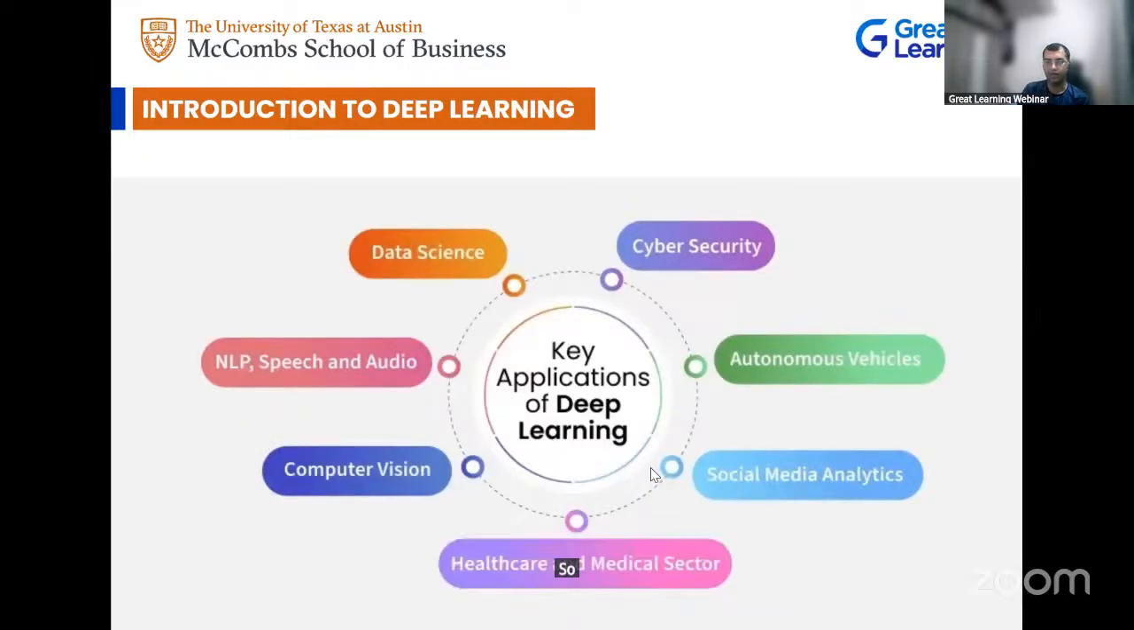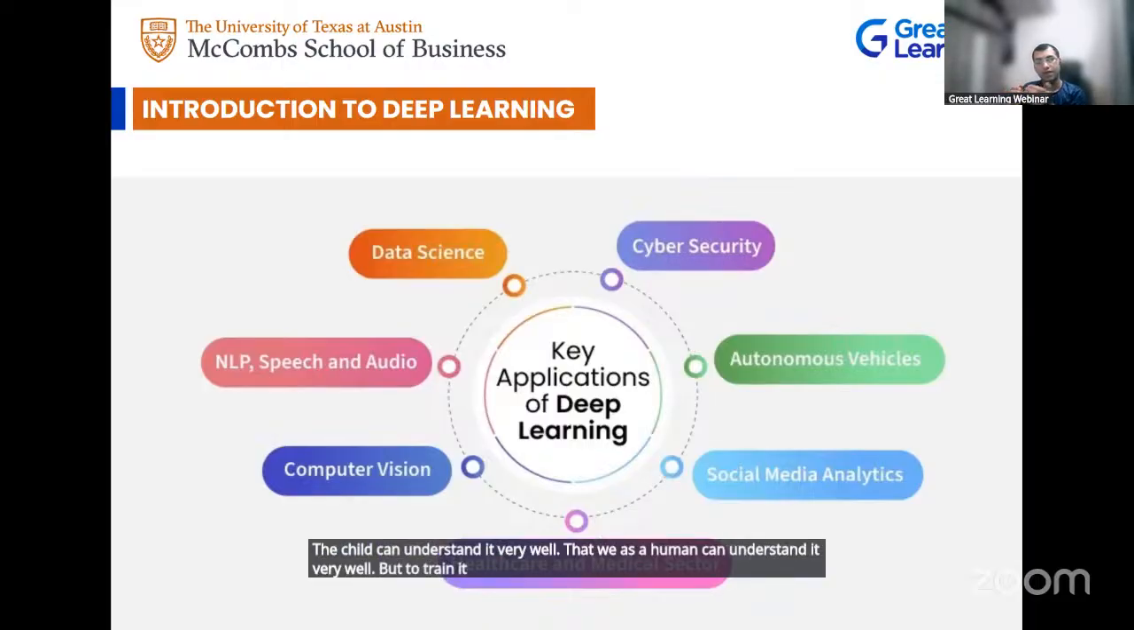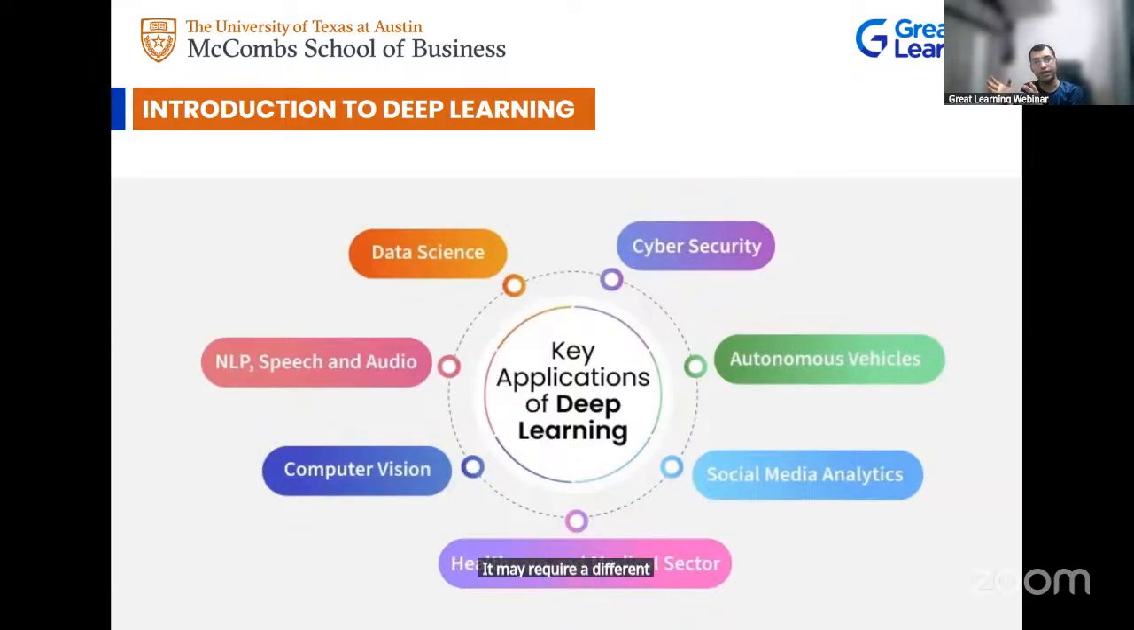So deep learning has a lot of key applications. Anything where we have unstructured data, and from that knowledge we want to uncover some patterns. We as humans are very good at looking at things and getting the patterns. For example, if you showed any child a cat and a dog two to three times, the child can understand it very well. But to train it on machines, it may require different strategies, a lot of data, and different approaches to make the model learn the difference between cat and dog.